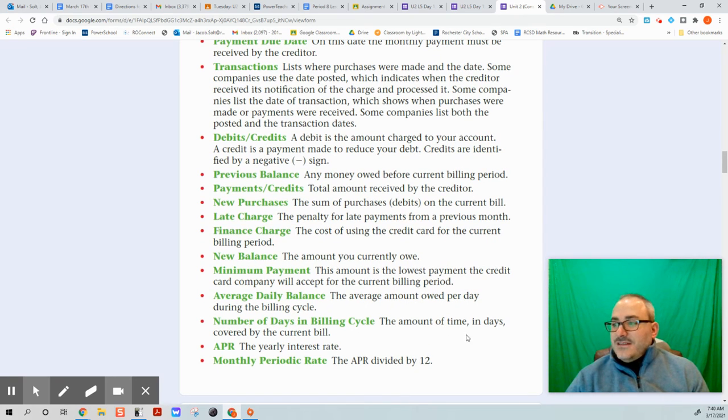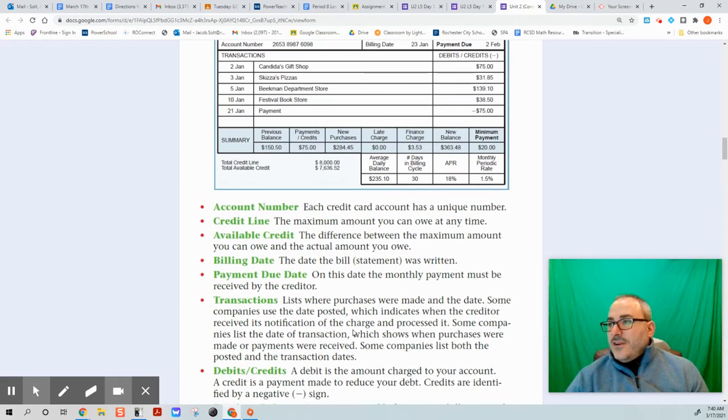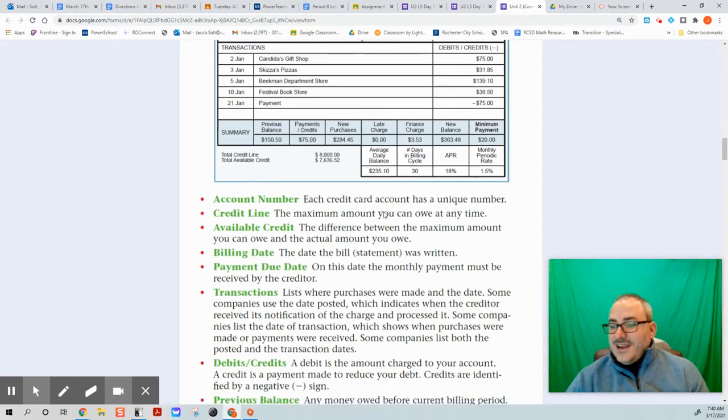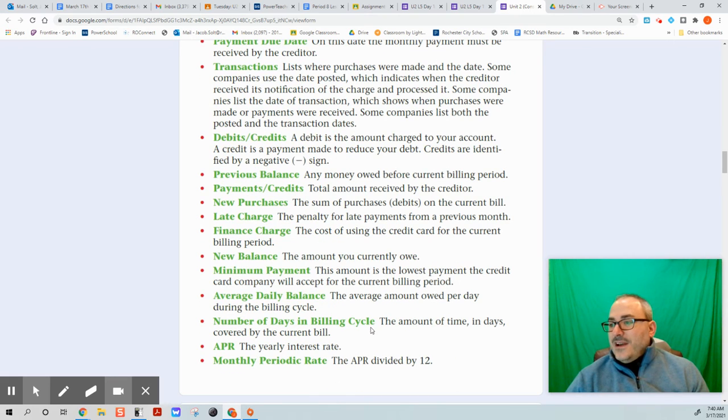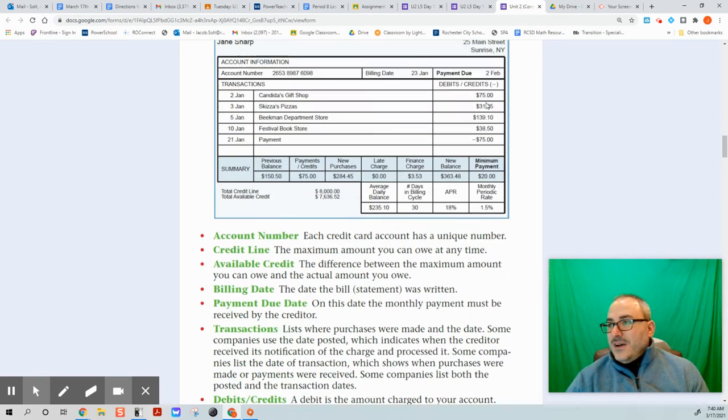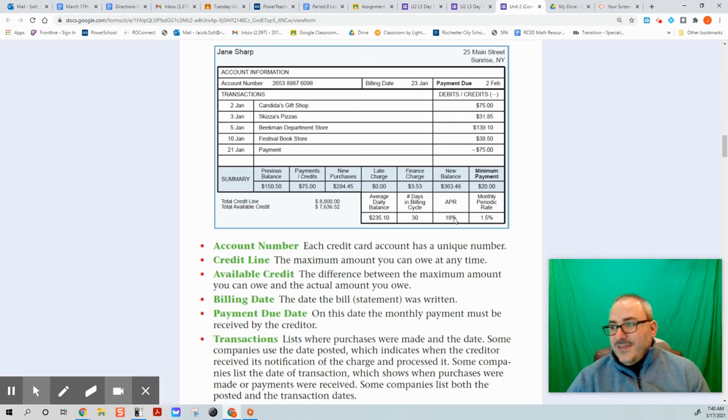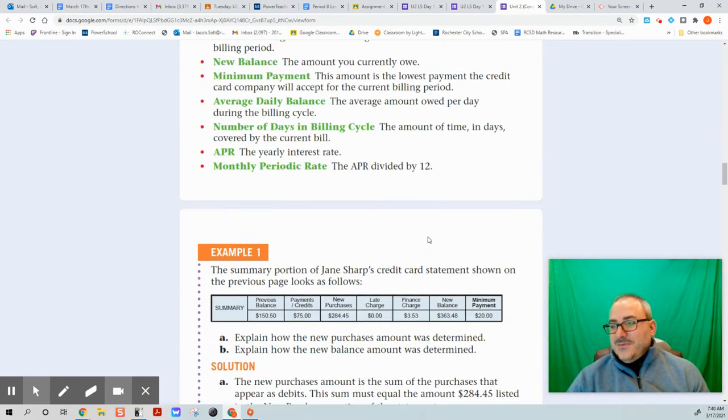Number of days in the billing cycle, the amount of time in days covered by the current bill. There's the billing cycle. This one's 30 days. APR is the annual interest rate, and monthly periodic rate is the APR divided by 12. That's the summary of this credit card statement. Okay? This stuff should be pretty easy once you get to it.